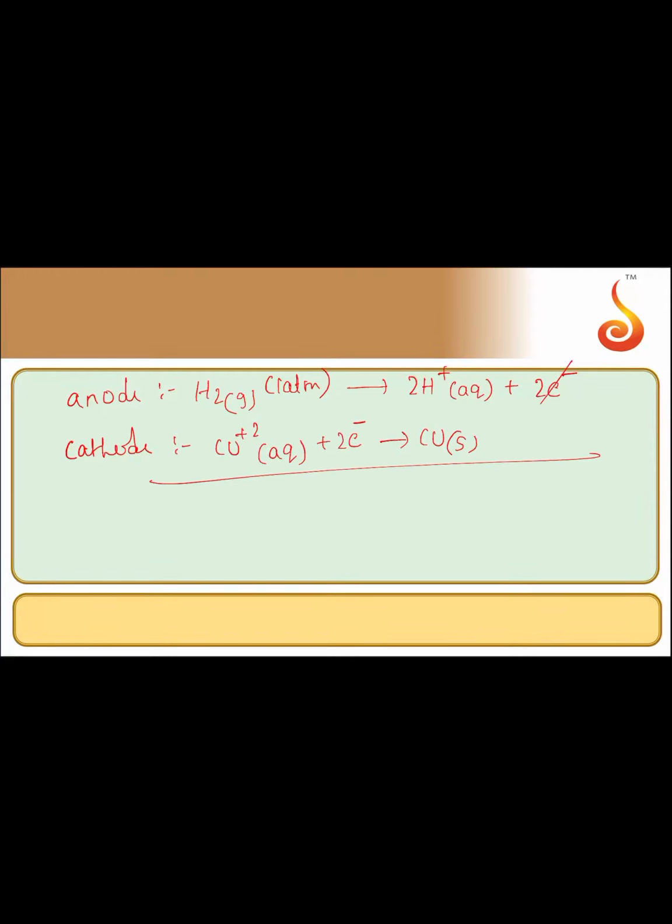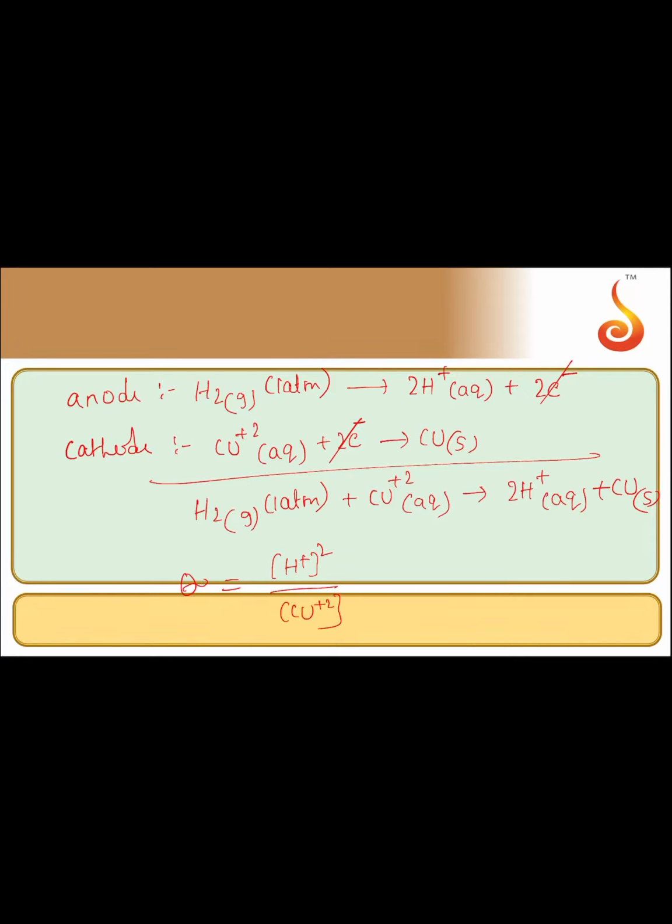Overall cell reaction is H2 gas, 1 atmosphere, plus Cu 2 plus aqueous gives rise to 2H plus aqueous plus Cu solid. Q is equal to product concentration by reactant concentration. Anyway, solid concentration is 1 molar, and H2 gas pressure is 1 atmosphere. So remaining is H plus power 2 by Cu 2 plus.